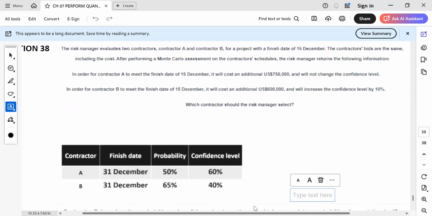The risk manager evaluates two contractors, contractor A and contractor B, for a project with a finish date of 15 December. Contractor bids are the same, including the cost. After performing a Monte Carlo assessment on the contractor schedule, the risk manager returns the following information. In order for contractor A to meet the finish date of 15 December, it will cost an additional $750,000 and will not change the confidence. In order for contractor B to meet the finish date of 15 December, it will cost an additional $6,000 and will increase the confidence level by 10%. Which contractor should the risk manager select?